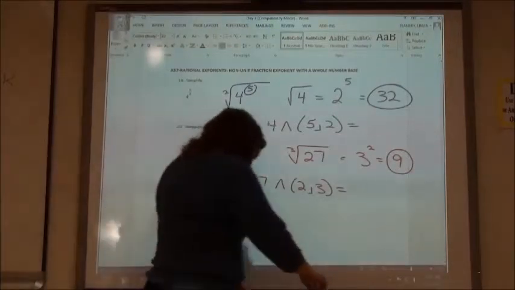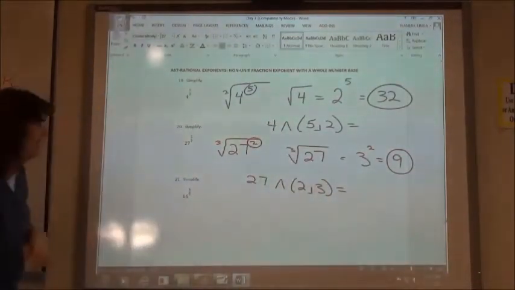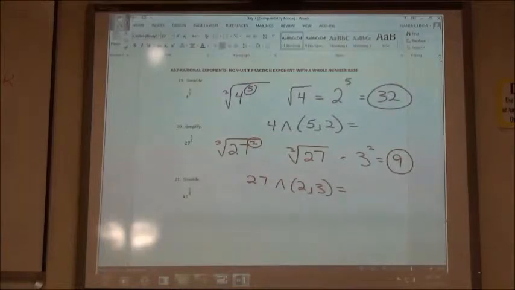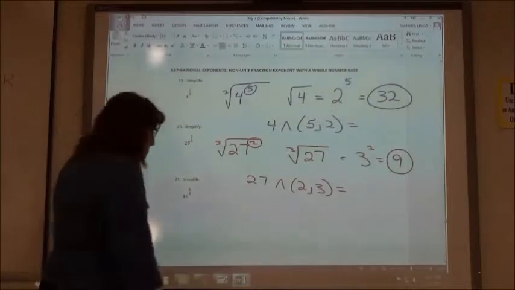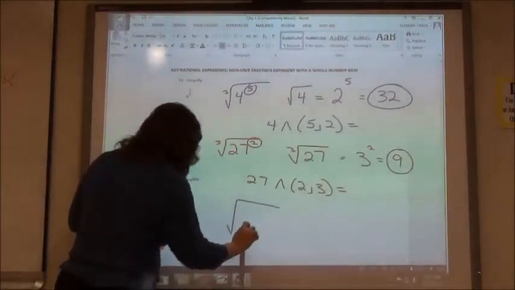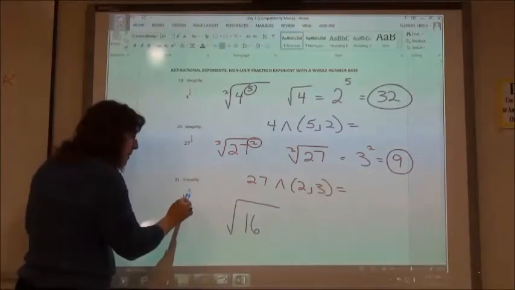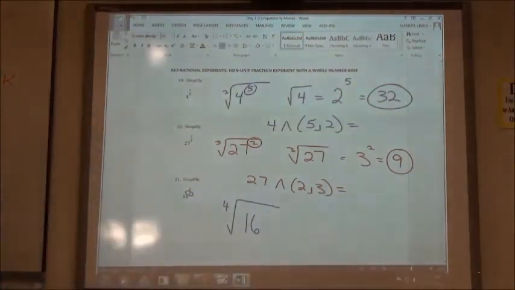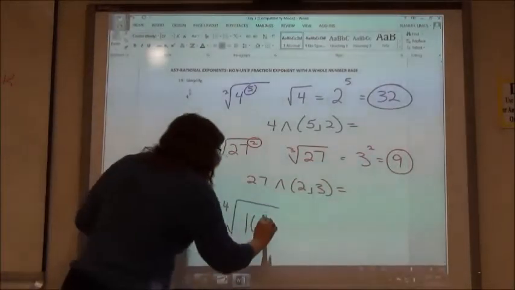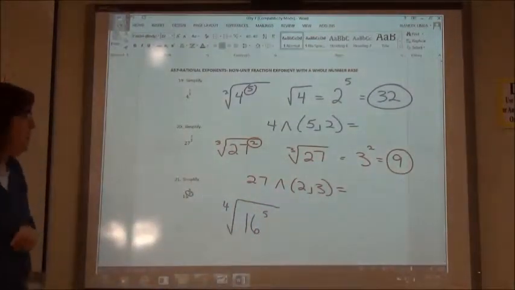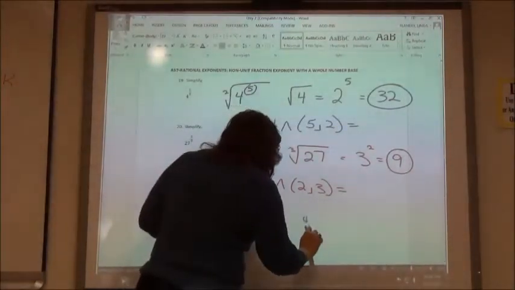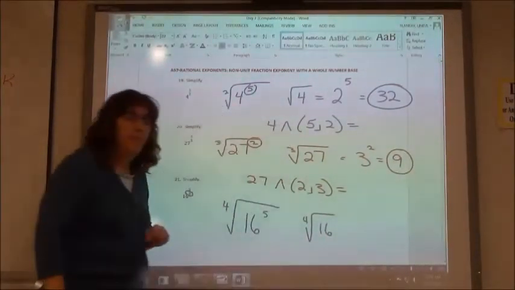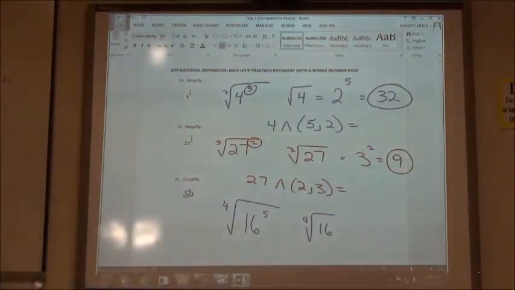So the last one, since we're running out of time, we are going to rewrite that first of all as a radical expression. So I'm going to have the square root of 16, not square root of 16, but what number's down there? Oh, 4. 4th. That's how you read that. 4th root of 16, raised to the 5th power. So we're going to start with the 4th root of 16. What number times itself 4 times would give me 16?